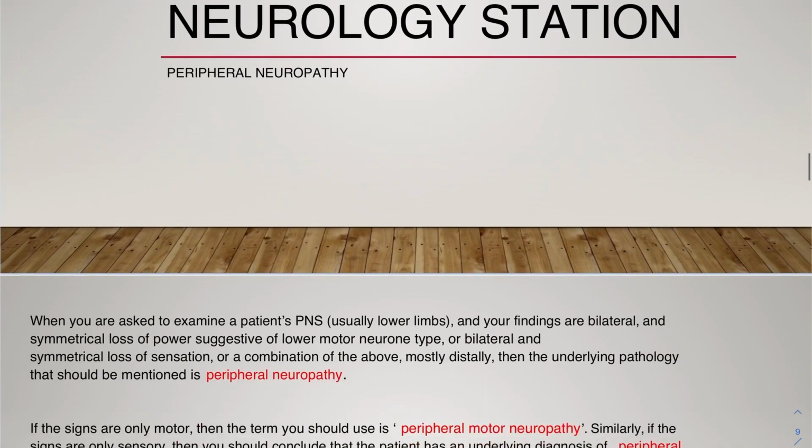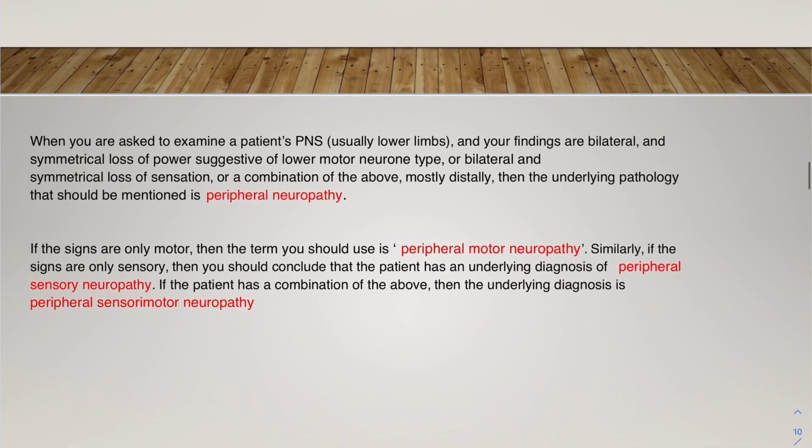So, let's move on. Usually you are asked to examine the patient's lower limbs. The command will be to examine the lower limbs. Suppose you are examining the patient and you find that the patient has a bilateral and symmetrical loss of power, which is suggestive of lower motor neuron type, or bilateral and symmetrical loss of sensation, or a combination of these two, most distally, then the underlying pathology that should be mentioned is peripheral neuropathy.